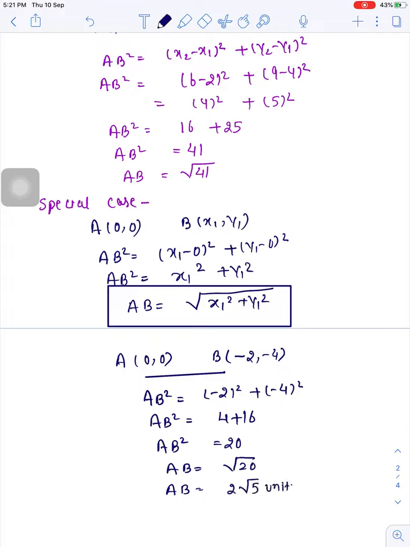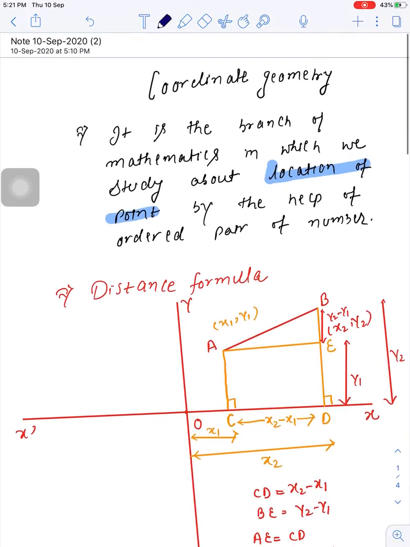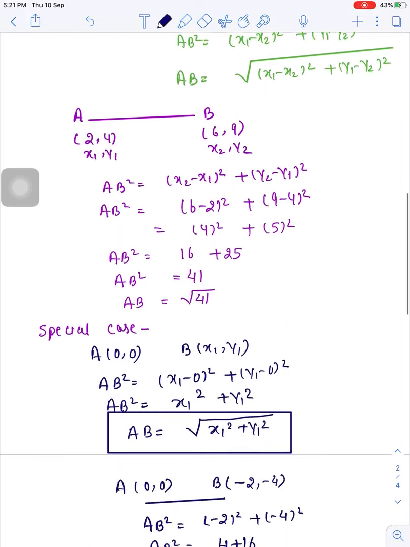Okay, so look how easy this is. So this is all about the distance formula. We have a lot and a lot of different questions which we can solve further.